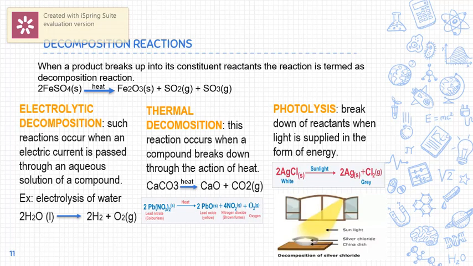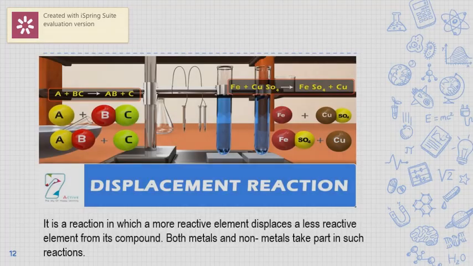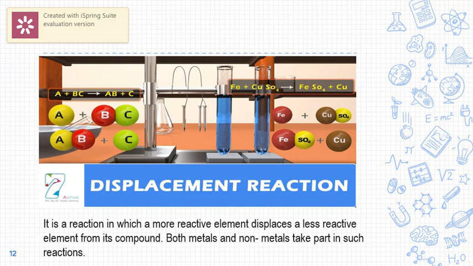Now we'll go to type number 3. After combination and decomposition, the third category is displacement reactions. This is also a very important reaction. Normally this reaction is studied under the category where a free metal will react with the metal in solution. So in this situation we can explain what a displacement reaction is.